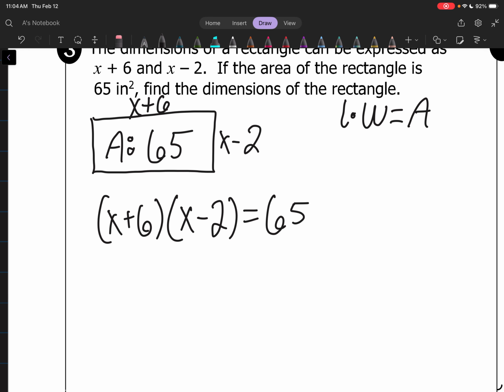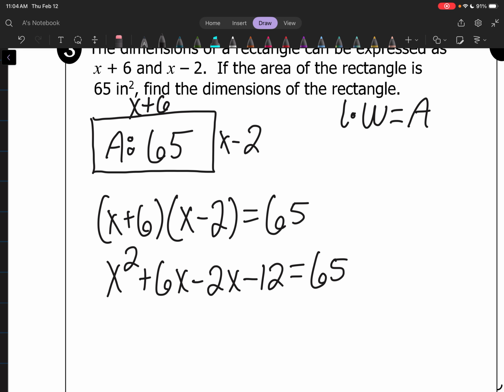Whenever I FOIL this, I'm going to get x squared plus 6x minus 2x minus 12. I'm going to combine like terms and move the 65 over via subtraction. x squared minus positive 4x minus 77.